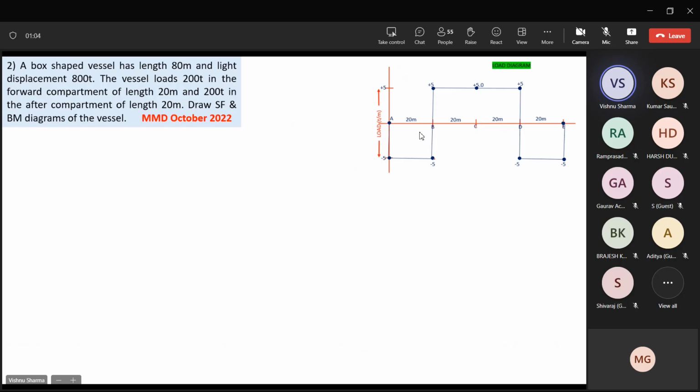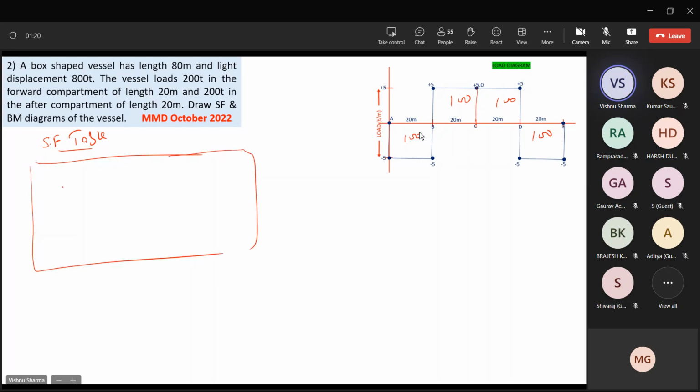The area of this one is 5 into 20, 100, 100, 100, and 100. So if you make the SF table, I can quickly take you through this question. SF table, no extra point required. Same points are good enough. SF will be in tons. 1, 2, 3, 4, 5. A, B, C, D, E.